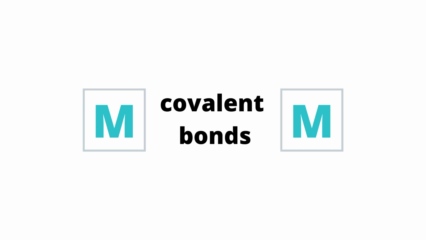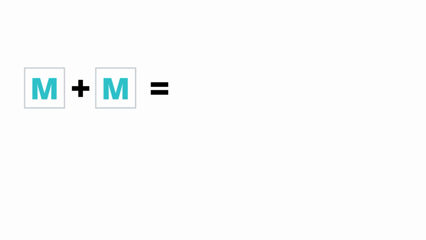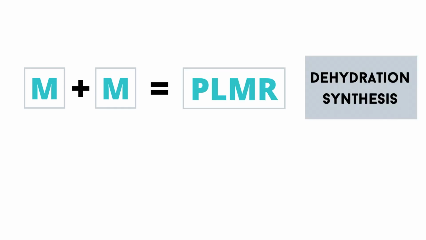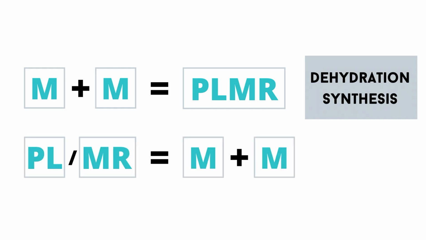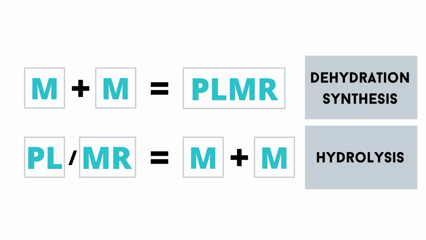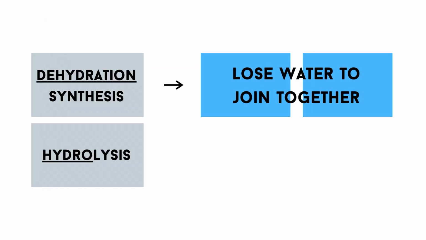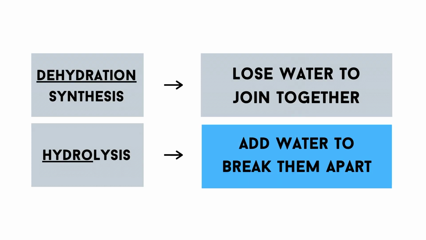Monomers are held together by covalent bonds, and each of the four macromolecules has its own type of covalent bond. When a monomer and a monomer join to form a polymer, this process is called dehydration synthesis. The reverse reaction is when a polymer breaks down into monomers, and this is called hydrolysis. Dehydration synthesis and hydrolysis both have something in common. They both have something to do with water. In dehydration synthesis, monomers lose water to join together and form a polymer, and in hydrolysis, when water is added to a polymer, it breaks back down into the monomers it was made of.